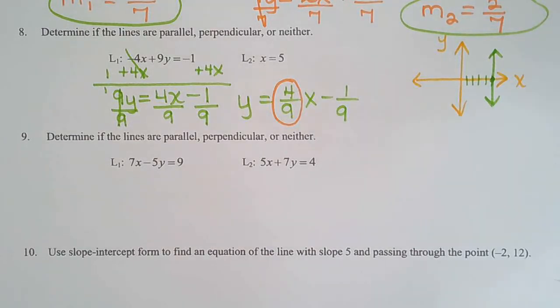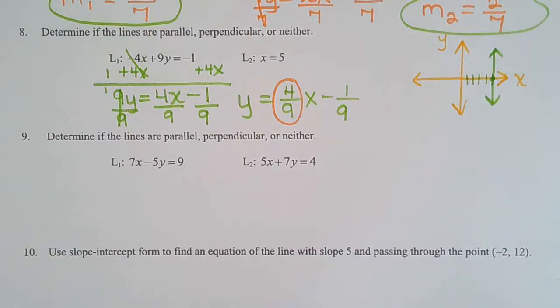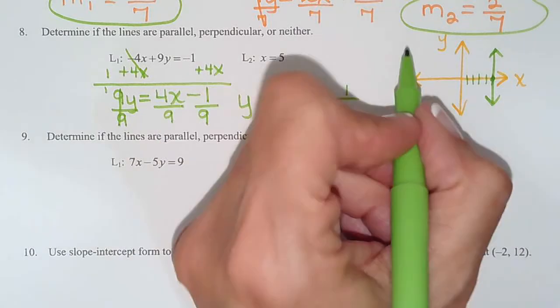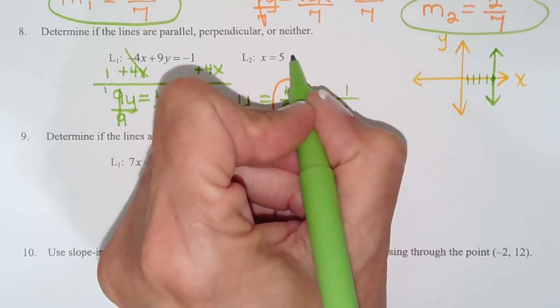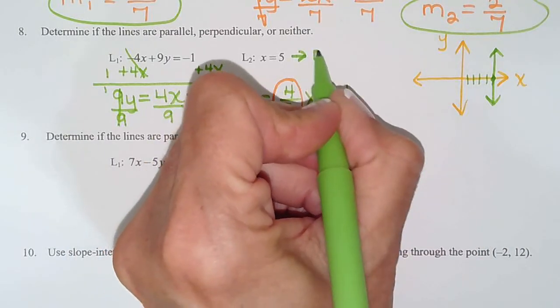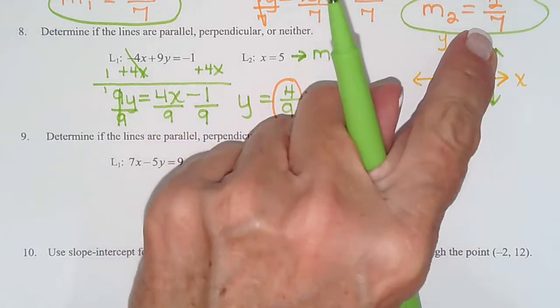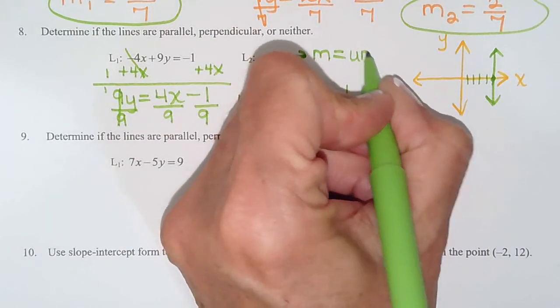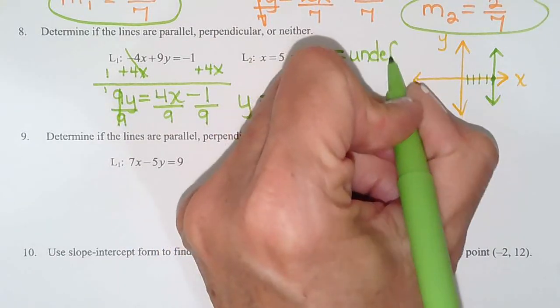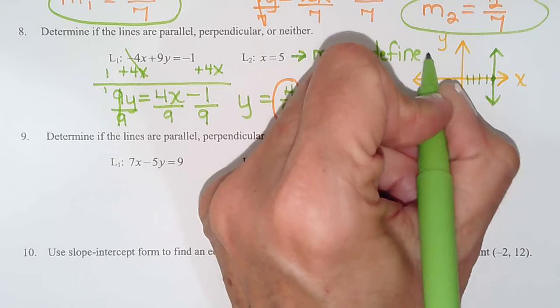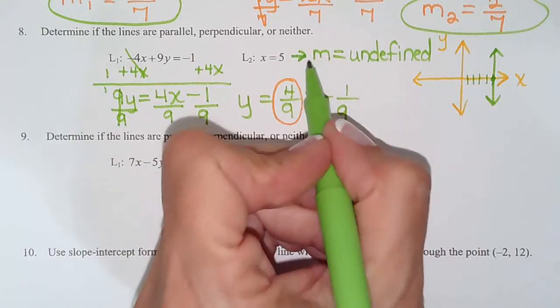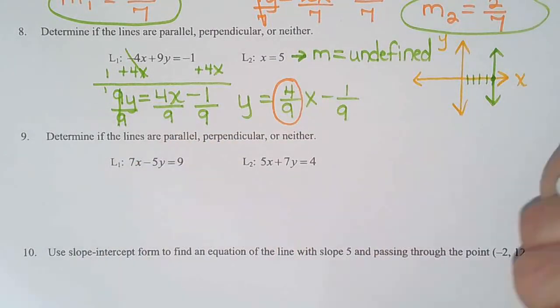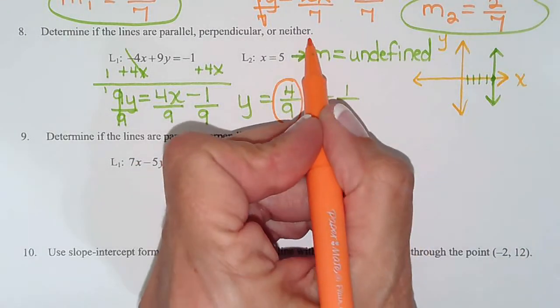The next thing, your work part, is, okay, so what's the slope of any vertical line? Slope is, can I ski on this? No, skiing, undefined. You guys remember that from the last section? So this slope is undefined. The other slope is 4/9.